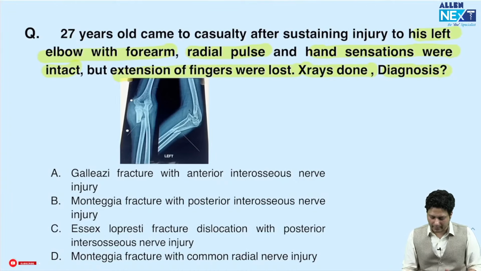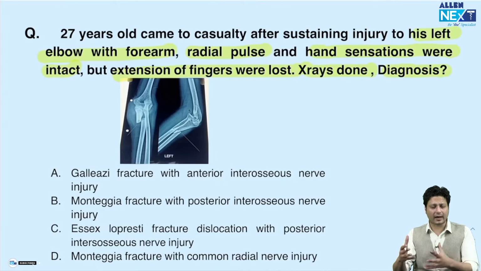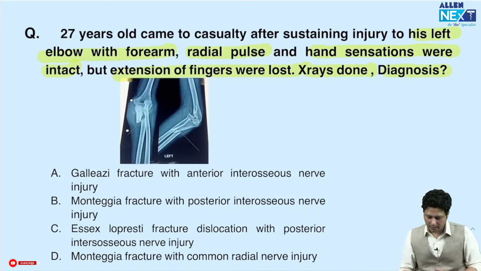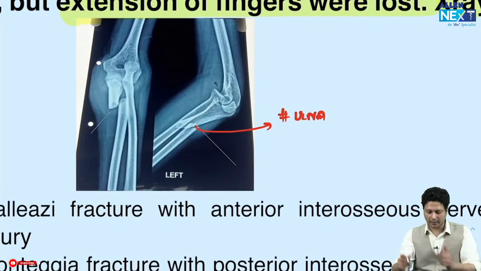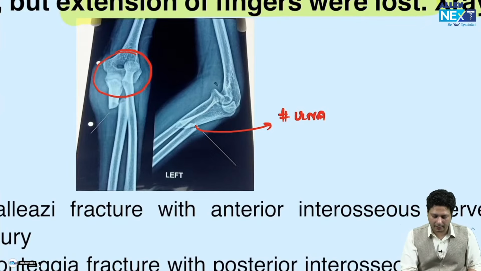So first of all, you have to look at the x-ray and decide what kind of fracture, what kind of injury the patient has sustained. Now if you look at the x-ray, you have a fracture of the proximal aspect of the ulna. So there is a fracture of the proximal ulna, and the radio-ulnar dislocation.